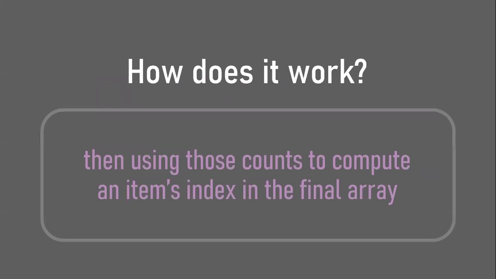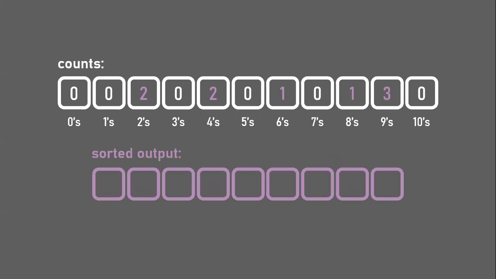So what do we do next? Using these counts, we now compute the item's index in our final sorted array, which will be our output. So we have our counts and we have our sorted output, and you can see that there are 9 boxes because we started with 9 elements in the array that was given to us.